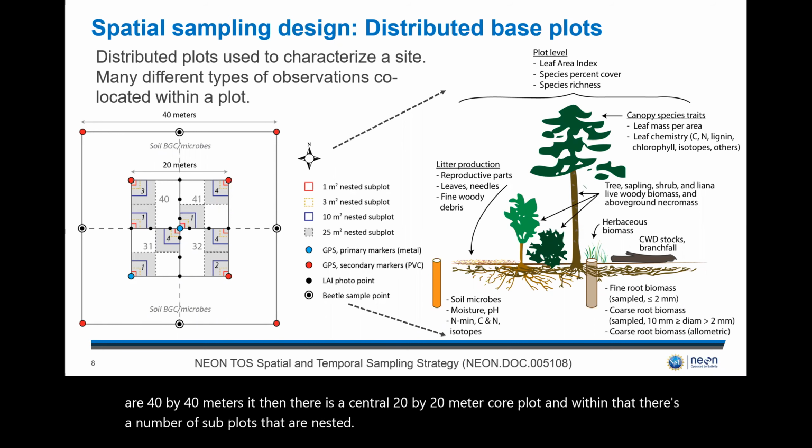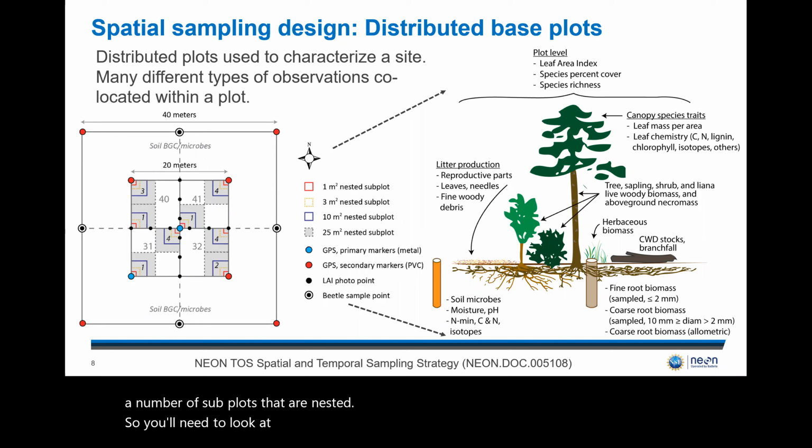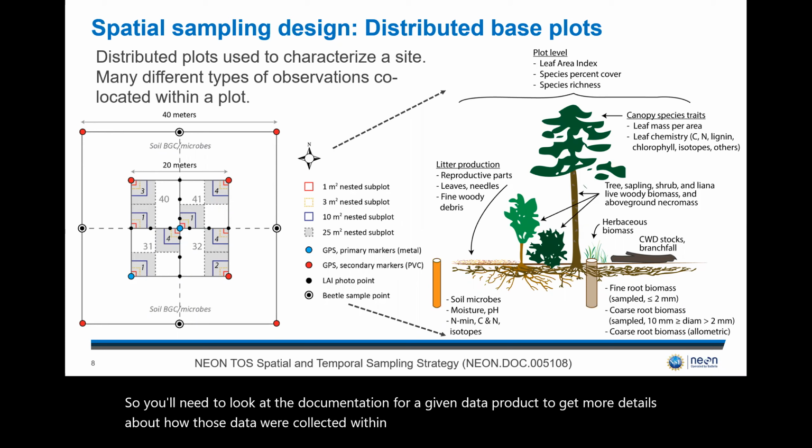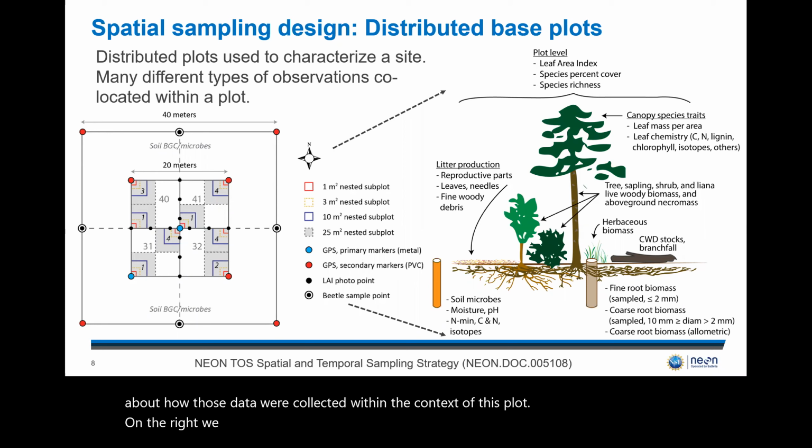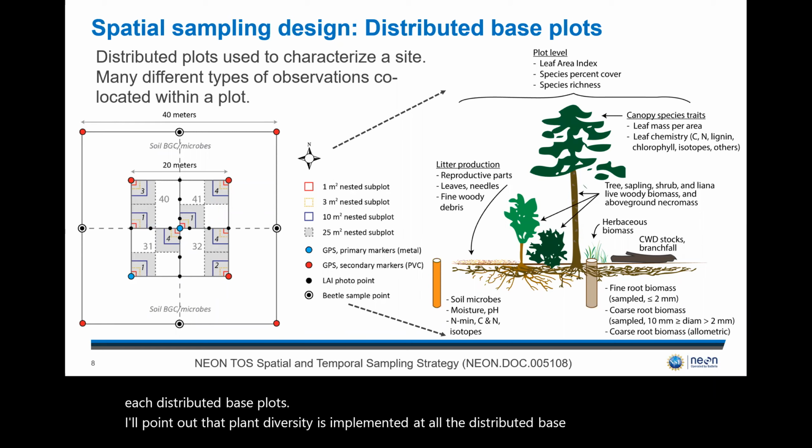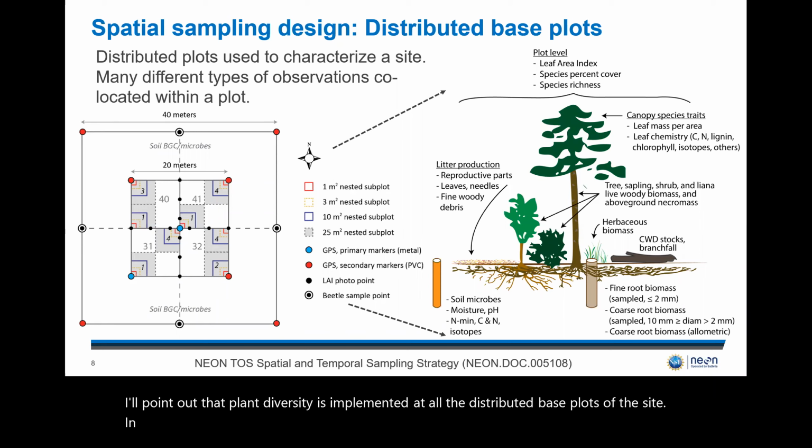So you'll need to look at the documentation for a given data product to get more details about how those data were collected within the context of this plot. On the right, we have listed a number of different types of data that are collected within these distributed base plots. And I'll point out that plant diversity is implemented at all the distributed base plots at a site. In some cases, it's been scaled back a little bit from 30 to fewer plots if our optimization analysis justifies that.